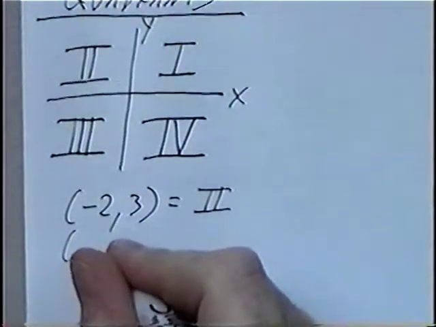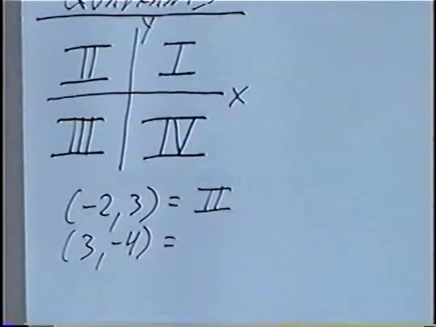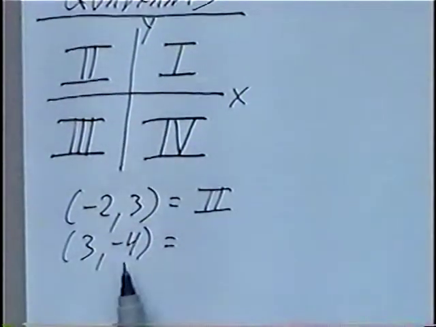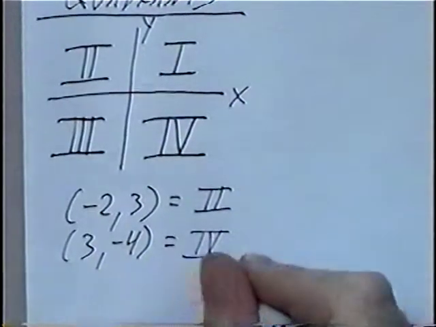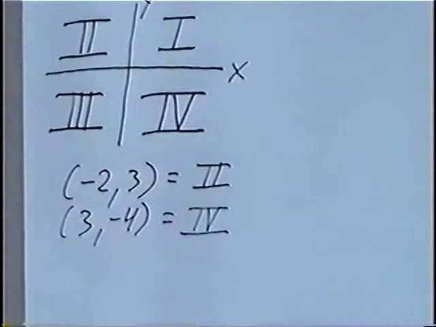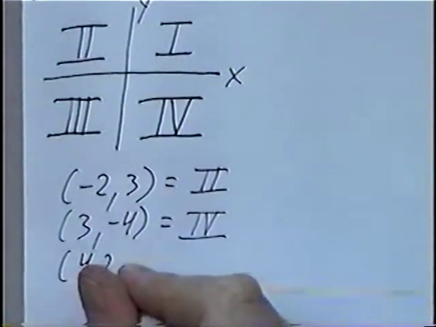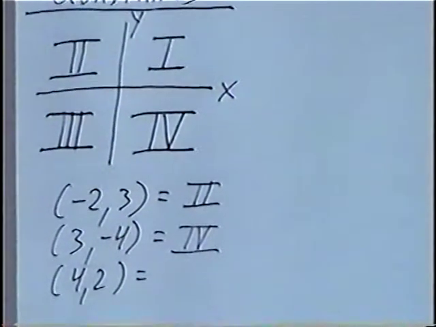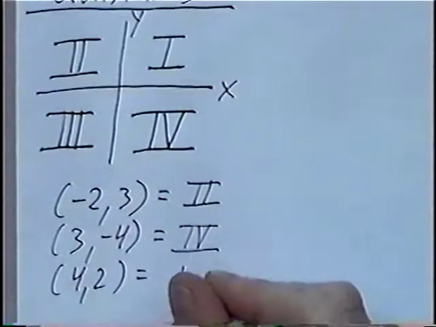Second point we'll look at is 3, -4. And again, we'll find out which quadrant the point 3, -4 is in. If you think about it, 3 goes to the right, -4 would go down, and that would be in quadrant 4. Continuing on, the next point, 4, 2. 4, 2 would have a positive x value and a positive y value, so that would be quadrant 1.